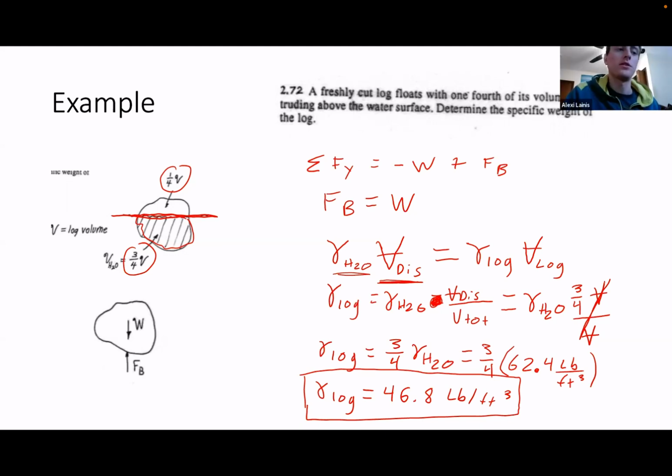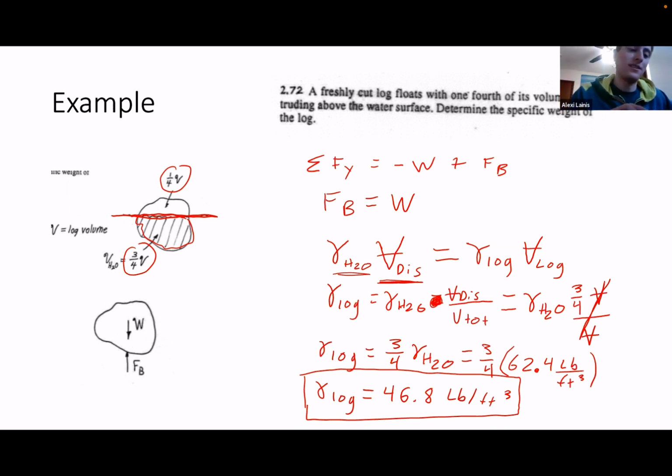Does anybody have any more questions? So when does the buoyancy force equal weight? Is that anytime it's floating? So I guess anytime it's floating, the buoyancy force is going to equal the weight. Well, I guess it depends if the object is moving, right?